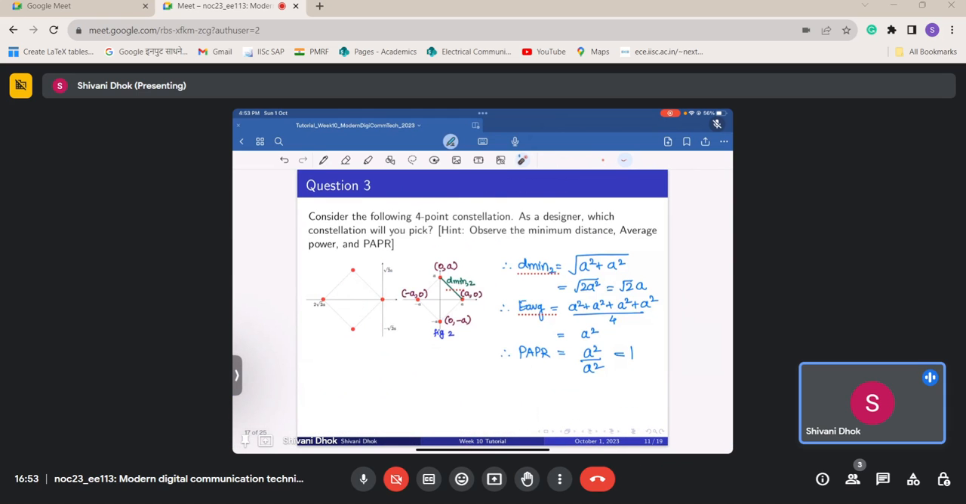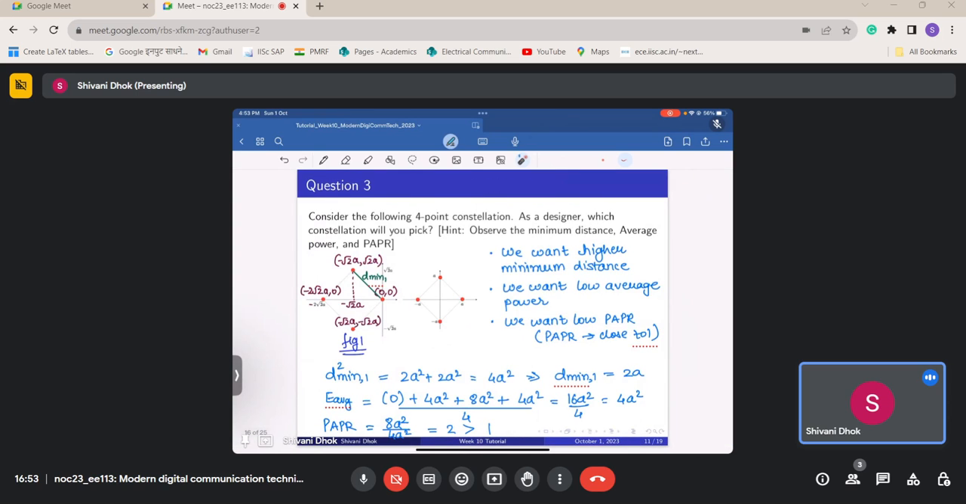Now if I am, as a designer, given conditions that my PAPR should be equal to 1 and I should not exceed, or I should not have a huge amount of energy consumed, and the probability of error constraints are satisfied, then I can go with this particular constellation.